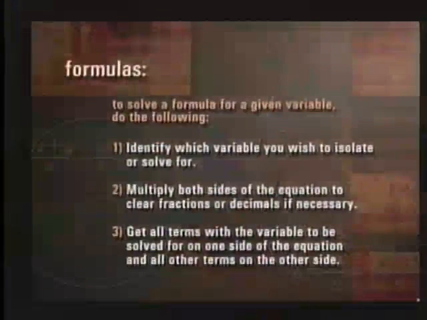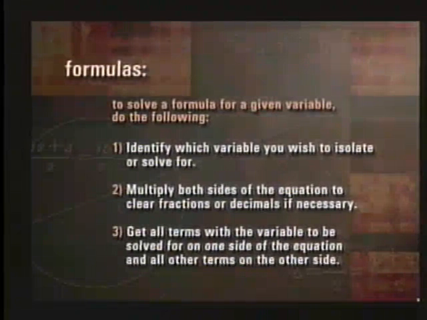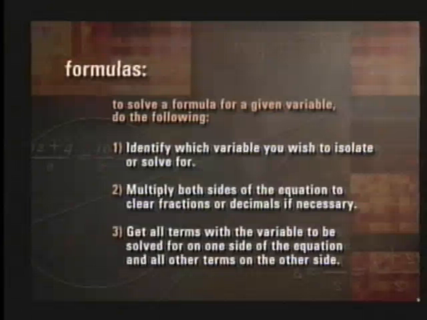Let's pick up where we left off in our last lesson. In our last lesson, we were finishing formulas. So going to the graphic here, it says to solve a formula for a given variable, do the following. Identify the variable for which you want to isolate or solve for. That's usually pretty easy because they tell you that in the problem. In step 2, multiply both sides of the equation to clear fractions or decimals if necessary, and we've discussed that with solving equations overall. And number 3, get all terms with the variable to be solved for on one side of the equation and all other terms on the other side.